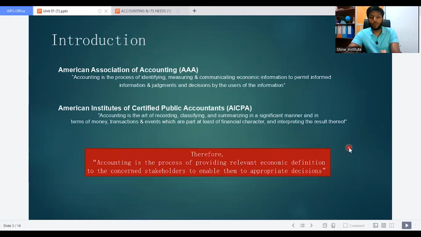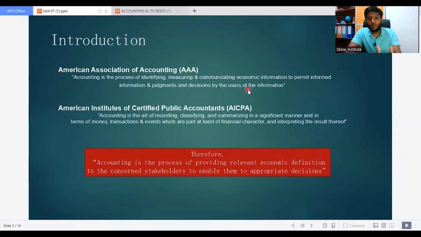So let's move on to the topic today, accounting. What is accounting? There are two organizations which we are taking as an example. The American Association of Accounting is saying accounting is the process of identifying, measuring, and communicating economic information to permit informed judgments and decisions by the users of the information.